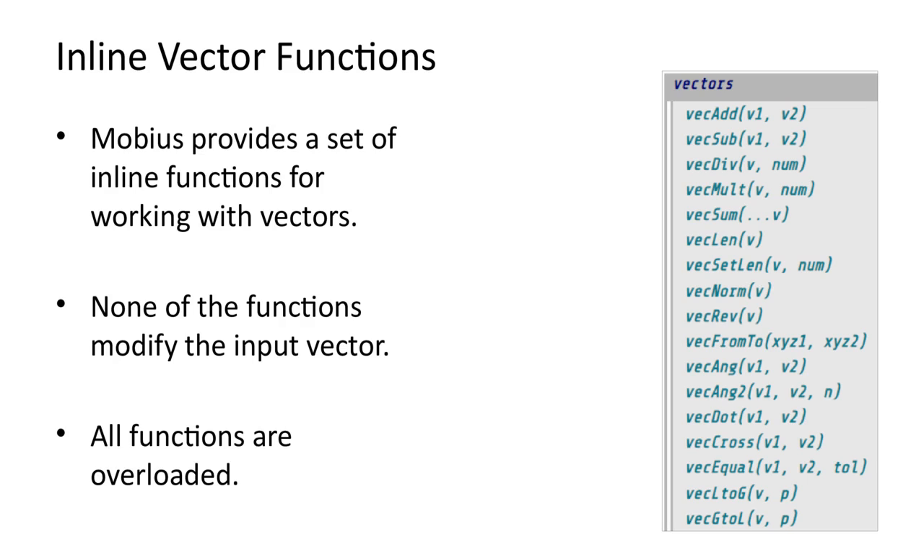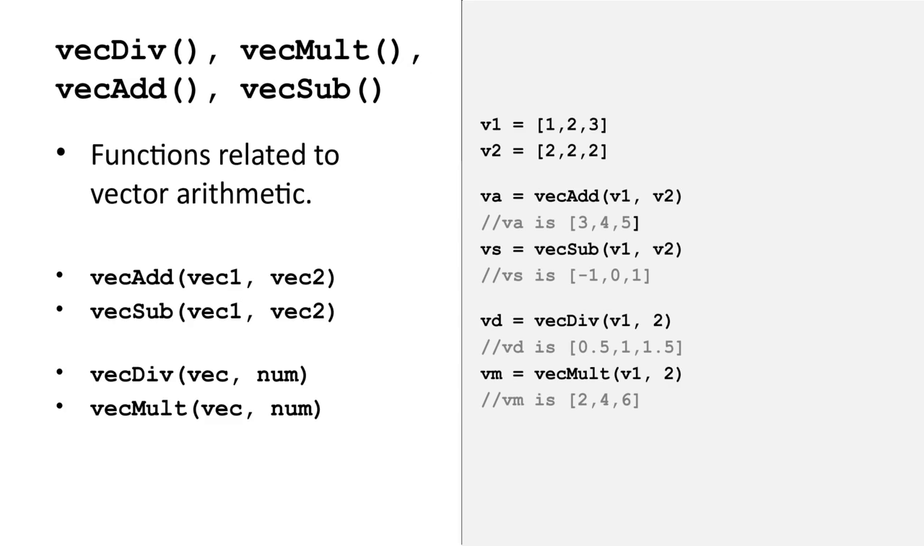The vector functions are all overloaded. When you pass in multiple inputs, multiple outputs will be returned. Let's have a look at a few examples. Basic vector arithmetic can be performed by using functions to add, subtract, multiply, and divide vectors. For addition and subtraction, the parameters are two vectors. For multiplication and division, the parameters are a vector and a number.